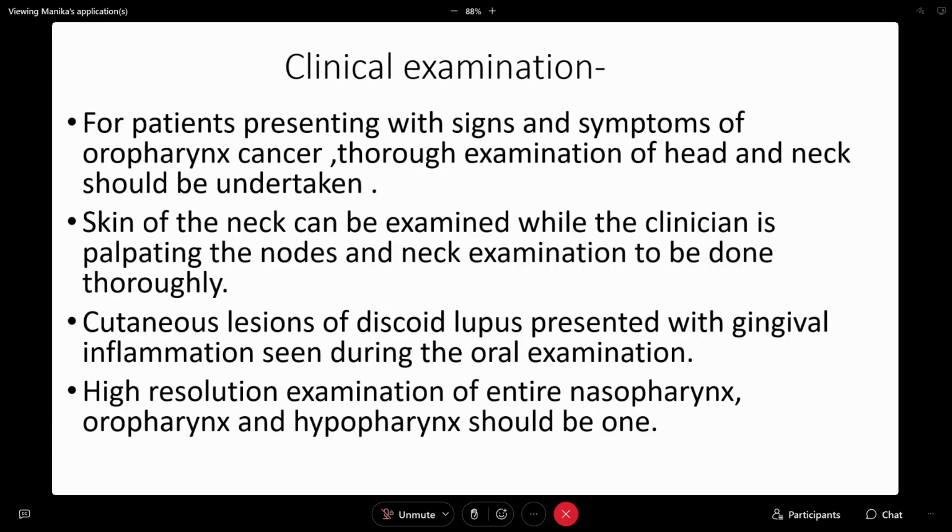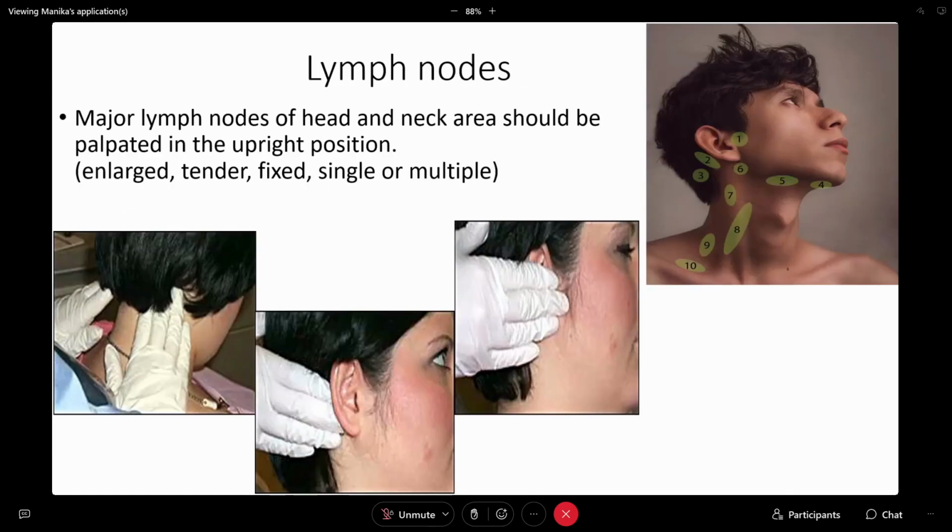Coming to the clinical examination, the lymph nodes part. The major lymph nodes of the head and neck area should be palpated in the upright position. This is the preauricular lymph node, post-auricular lymph node. Then these are the level 1 group of lymph nodes, submental and submandibular group of lymph nodes. These are the level 2A group of lymph nodes, and these are the supraclavicular group of lymph nodes, which should be palpated in the head and neck.